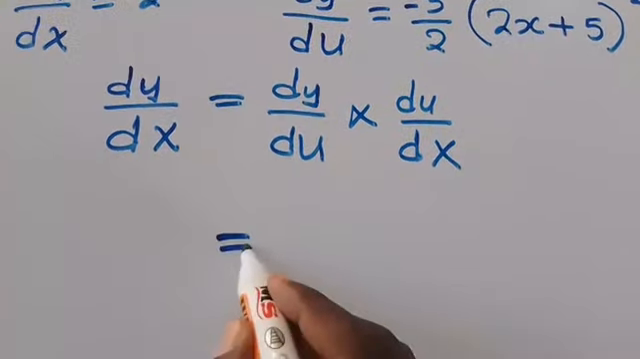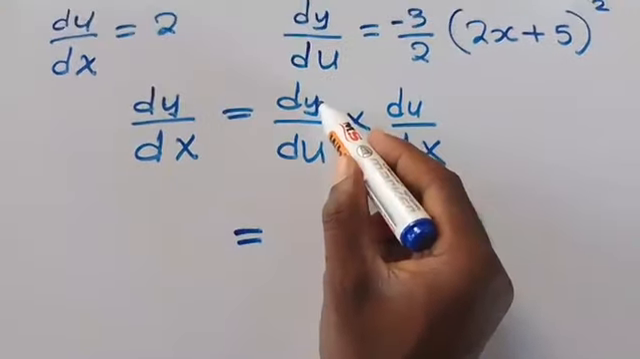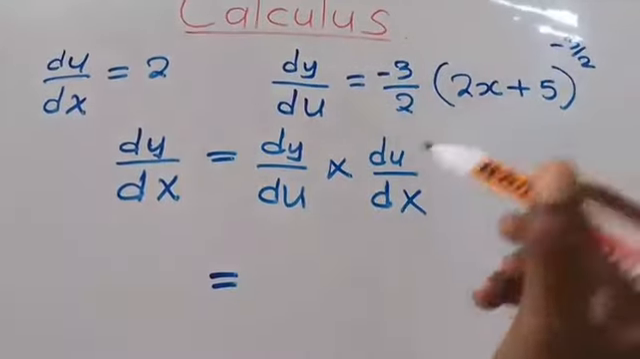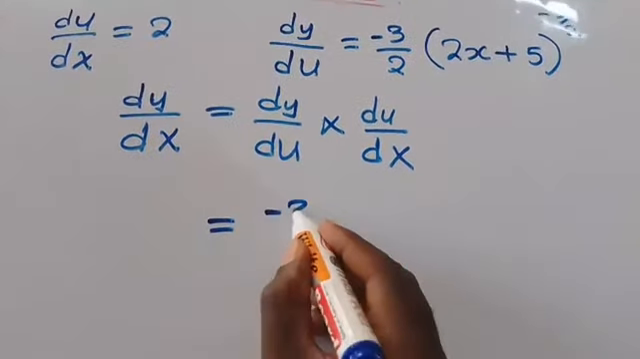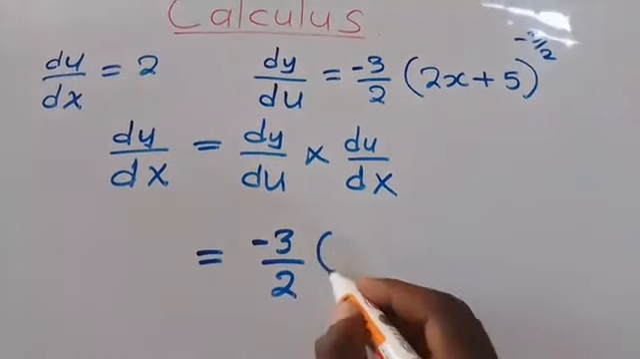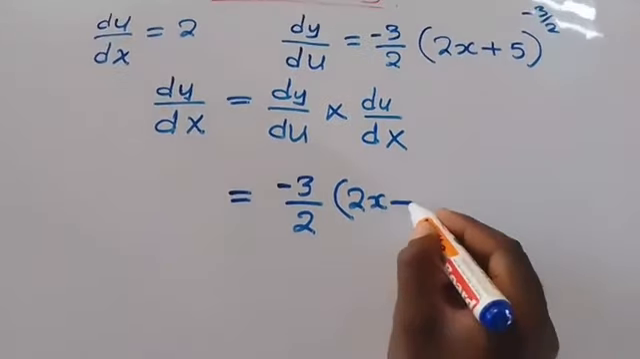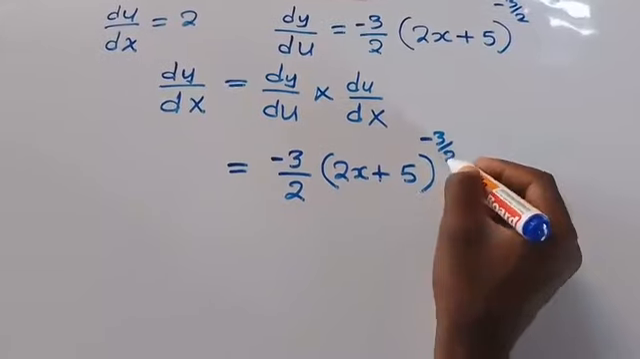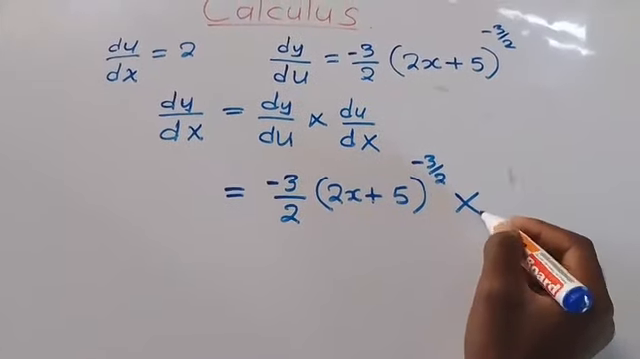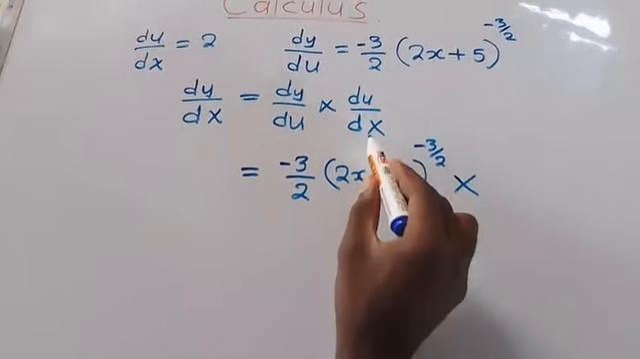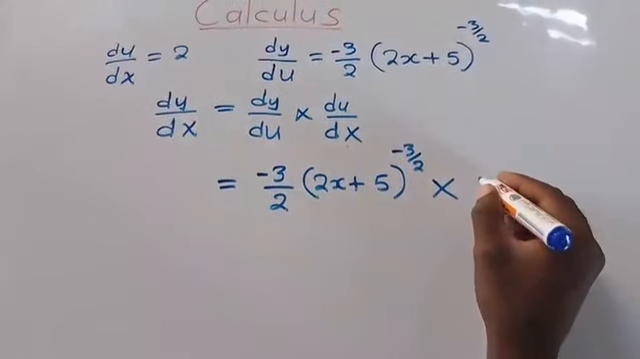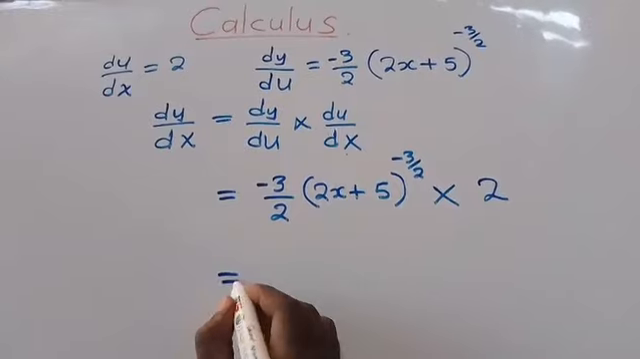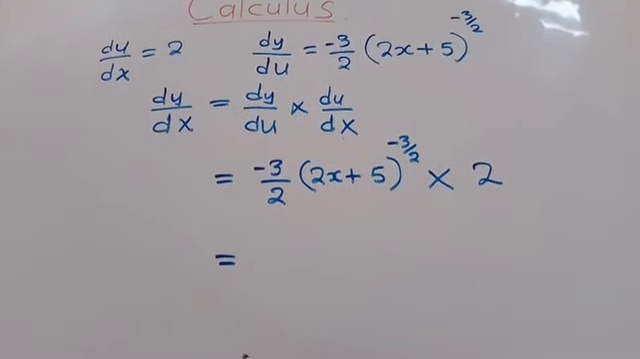So dy over du, this is the answer here. It's negative 3 over 2 multiplied by 2x plus 5, to the power negative 3 over 2. Then I say times du over dx. Du over dx is just the same as 2, like that.